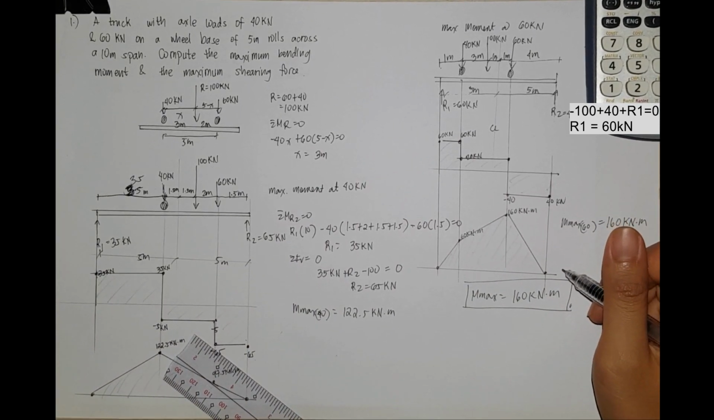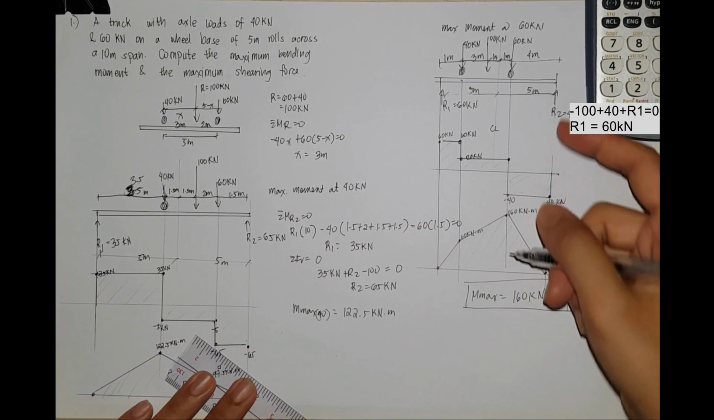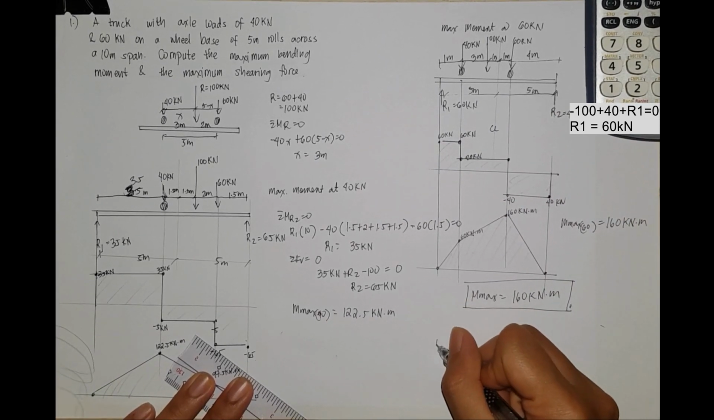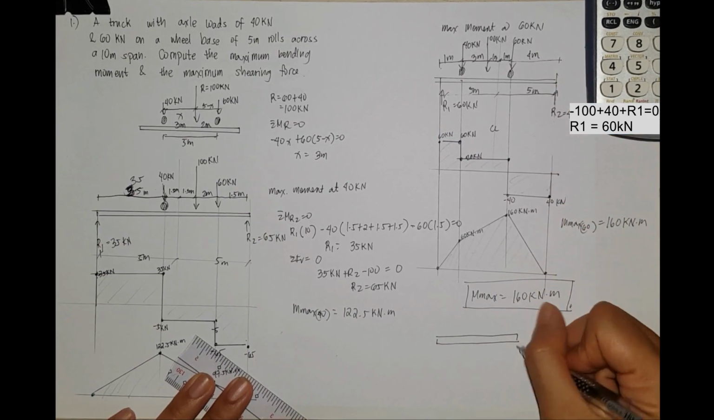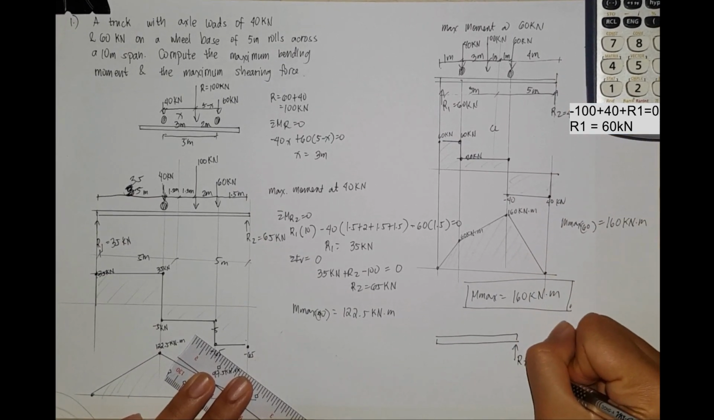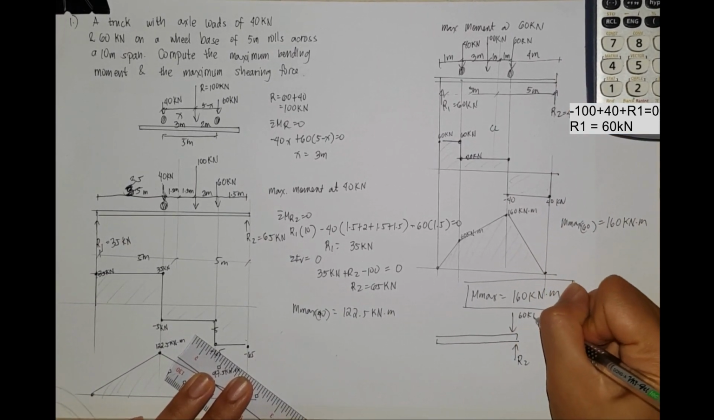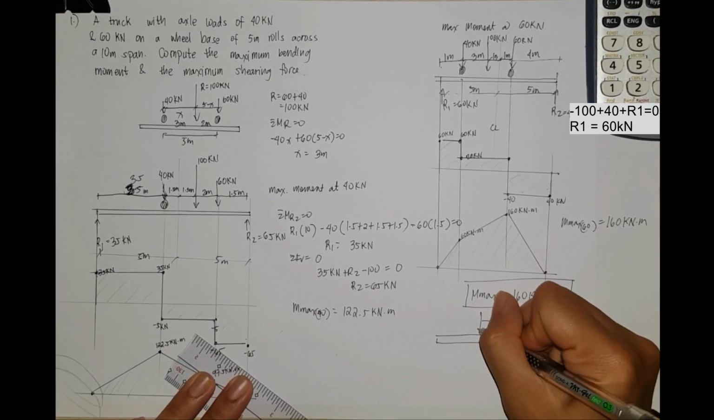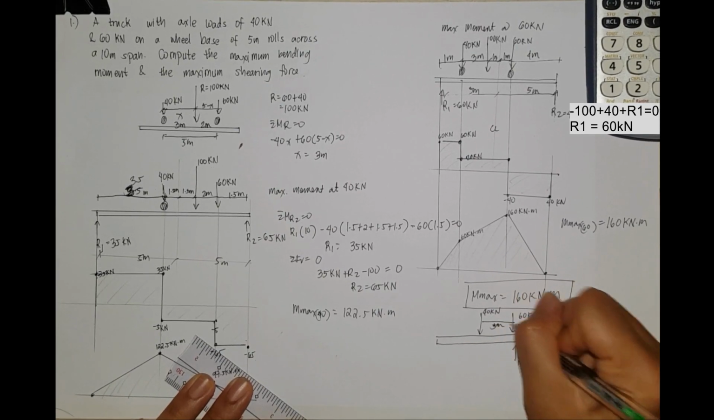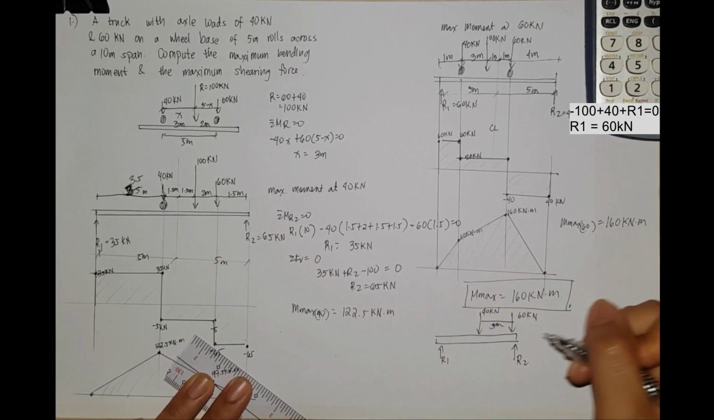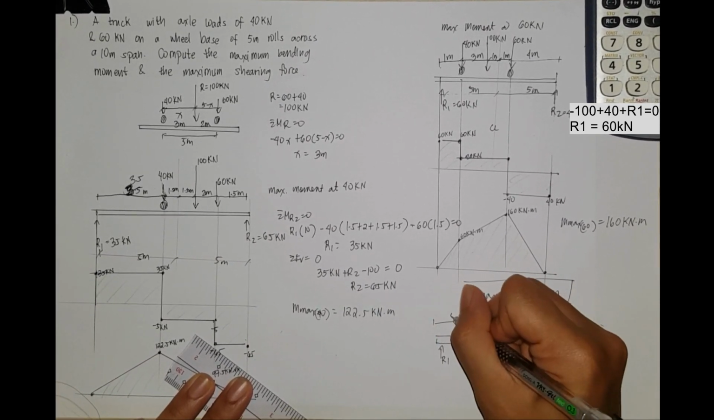And for the maximum shear, drawing lang natin yung whole span again. By considering 60 kilonewton yung nasa support na. So, we have 60 kilonewton. And then, yung 40 kilonewton natin. So, it has a 5 meter span. And then, this is R1. So, this is also 5 meters.